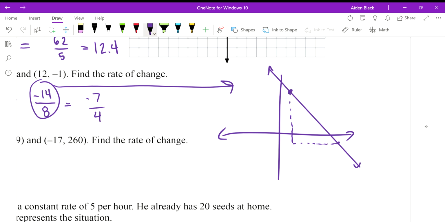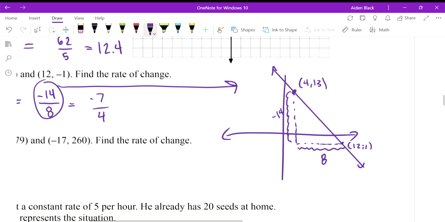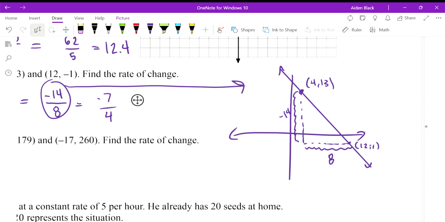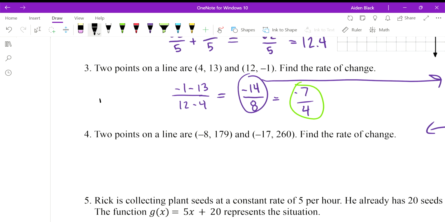So just to ensure understanding, this is what's happening here. From this point, which is (4, 13), to this point here, which is (12, -1), we are going down 14 units, and we're going to the right 8 units. When I simplified this to -7/4, I'm saying you could do down 7 over 4, down 7 over 4. It's the same thing, it's just reduced. So rate of change is just slope.